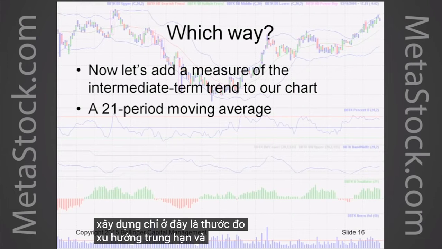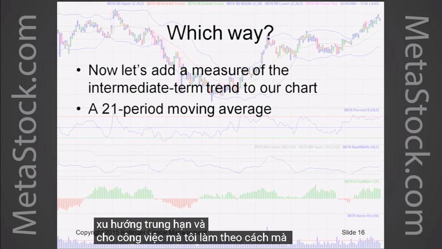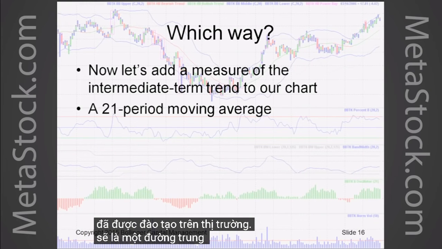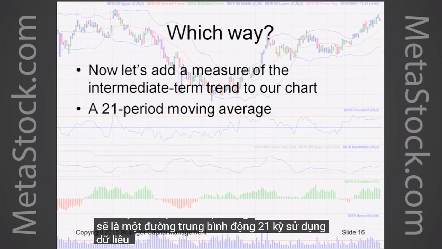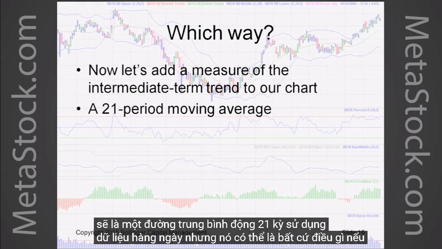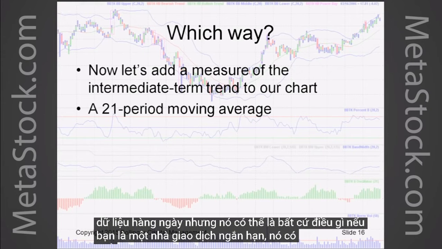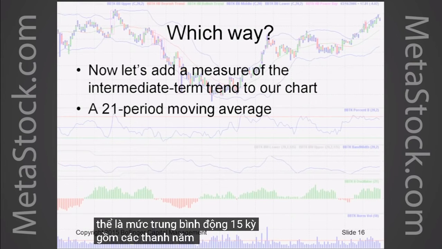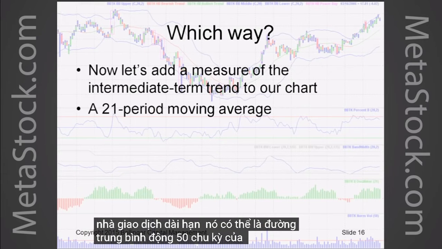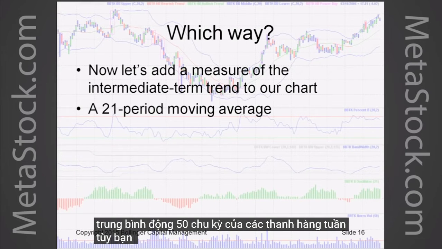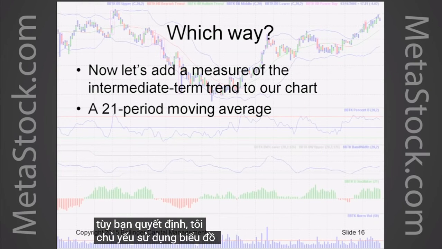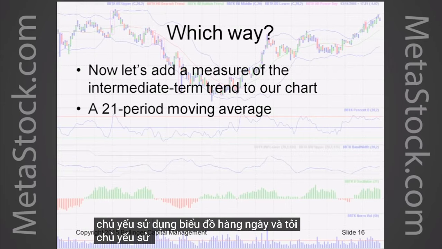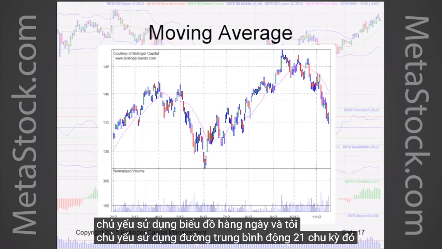And for the work that I do and the way that I was trained in the market, that's going to be a 21-period moving average using daily data. But it could be anything. If you're a very short-term trader, it might be a 15-period moving average of 5-minute bars. If you're a very long-term trader, it could be a 50-period moving average of weekly bars. It's up to you to decide. For me, I primarily use daily charts, and I primarily use that 21-period moving average.